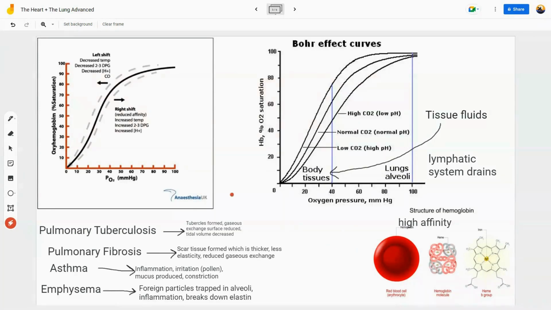Hemoglobin's affinity for oxygen depends on the partial pressure of oxygen. High partial pressure of oxygen, high PO2, results in oxygen loading onto hemoglobin. Low partial pressure of oxygen, low PO2, results in oxyhemoglobin unloading its oxygen.